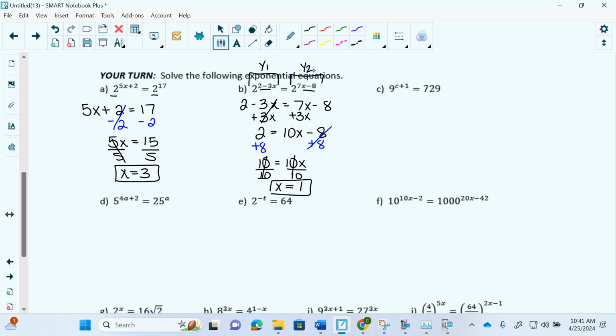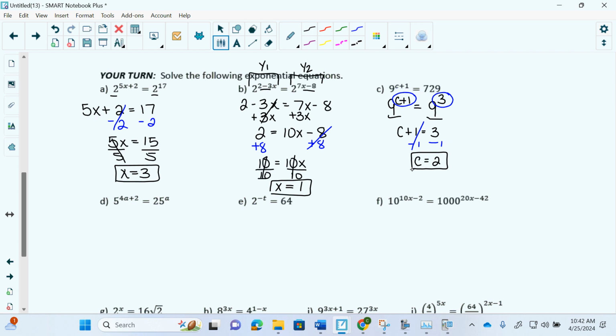What common base do we make both of these? Let's make it the smaller base. Base 9. This one's done. 9 to the C plus 1. What's 729? 9 to the 3. So we have base 9, we have base 9, they're the same. If these are the same base, then I can say that this exponent equals this one. So I get C plus 1 equals 3. Subtract 1. C equals 2.